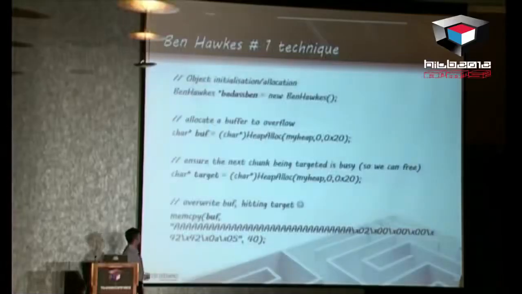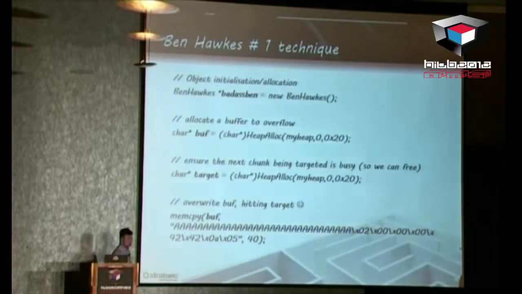So this is basically the very simple code I came up with for Ben Hawkes' technique. It creates a new BadassBen object. We allocate, and then we cause another allocation here. And this is the buffer we're going to overflow, and we're going to target this one. So we overflow the buffer, and we hit our target, okay?